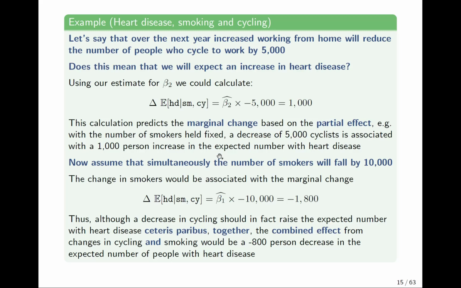But let's now assume that simultaneously the number of smokers is going to fall by 10,000. And that's going to happen just because the number of smokers is falling over time as people give up and move to vaping or just quit, whatever it might be.